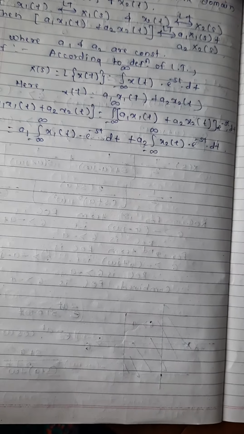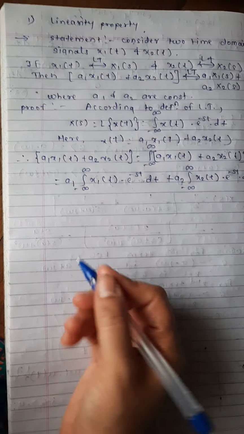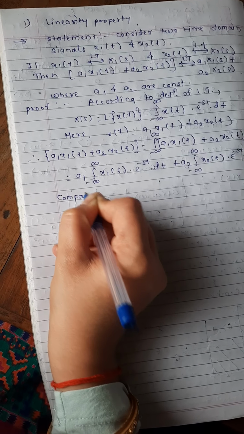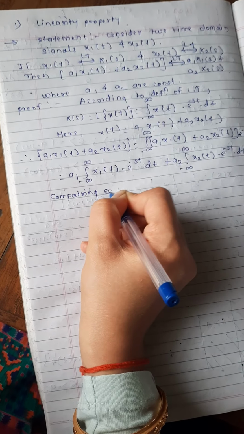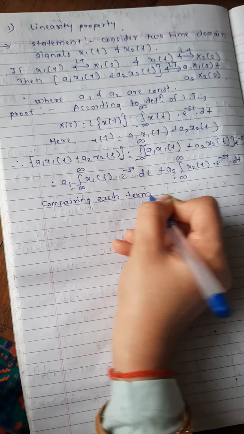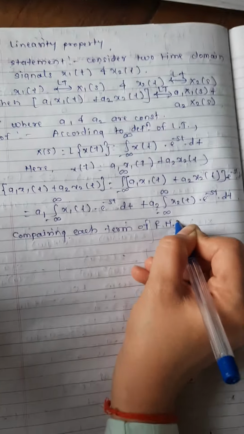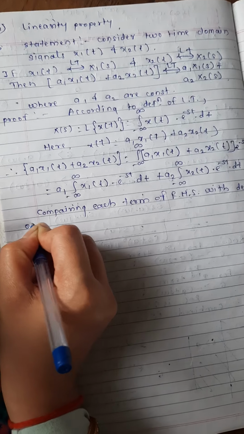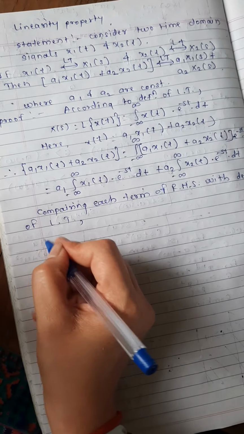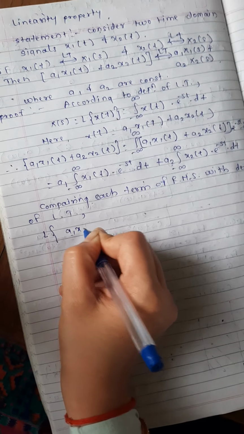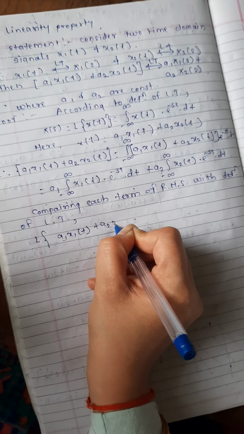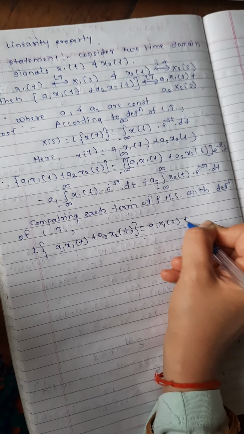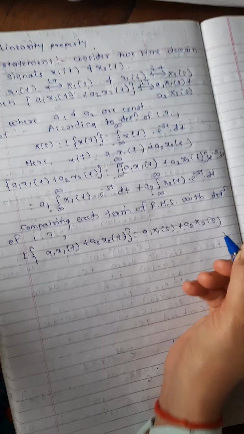So comparing each term of RHS with the definition of Laplace transform, we get Laplace transform of a1 x1 of t plus a2 x2 of t equal to a1 x1 of s plus a2 x2 of s.